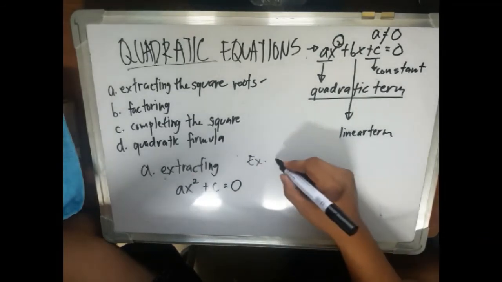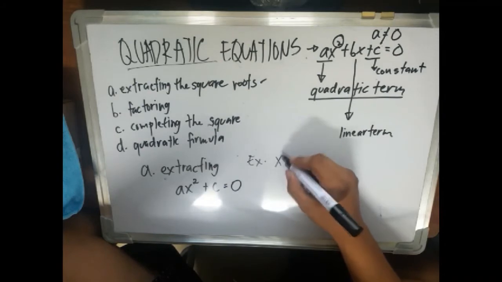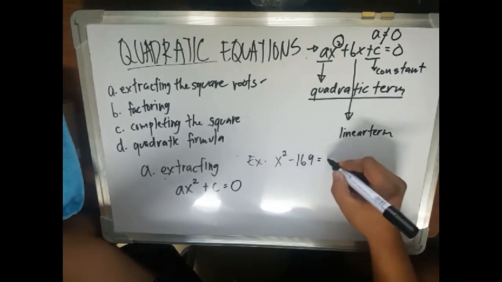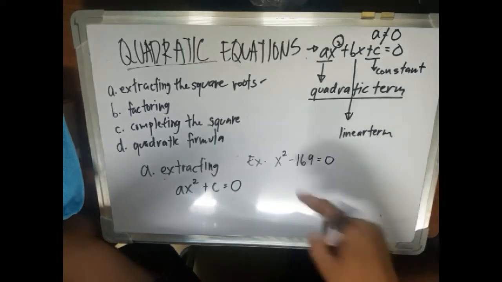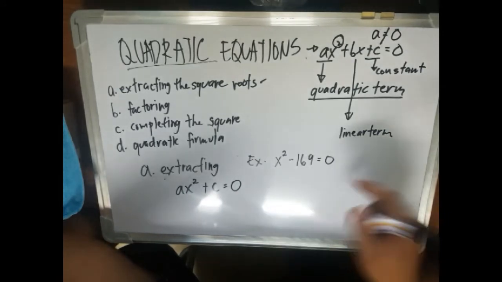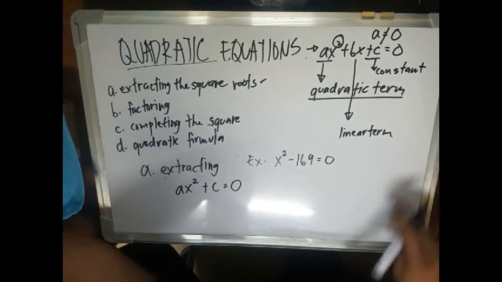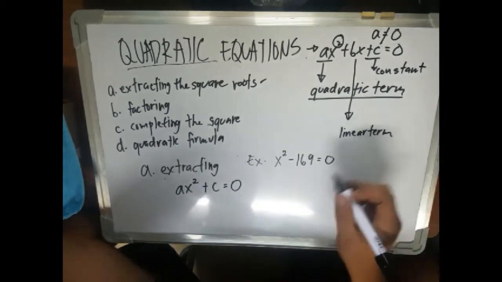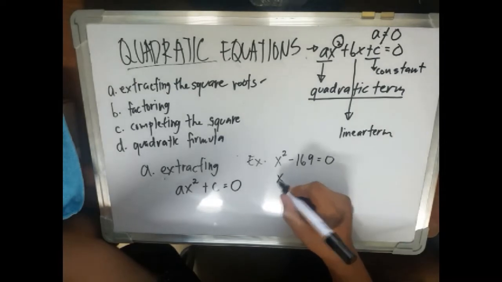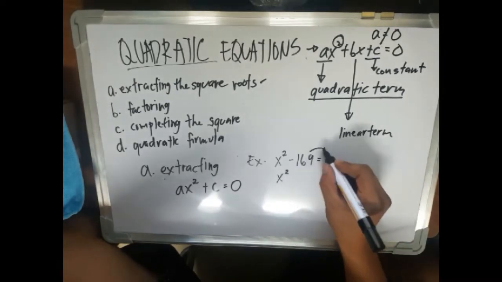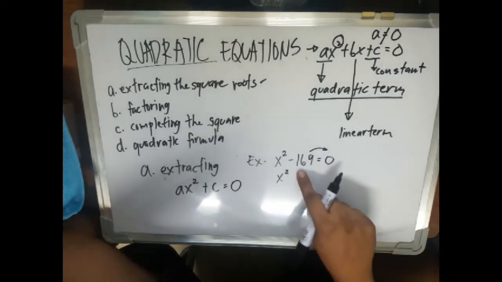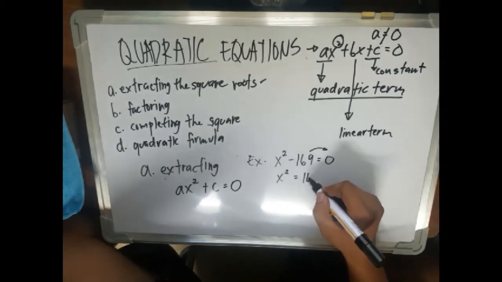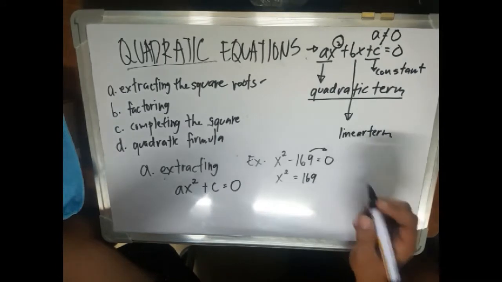sa example natin, we have x squared minus 169 equals to 0. So, sa pagsosolve, what is the value of x that will satisfy the equation? So, sa extracting the square root, given natin yung quadratic term at saka constant, wala nang linear term. So, gagawin natin is, transpose natin yung 169 or we add the additive inverse. So, magpa-plus 169. So, this will become positive 169 on the other side.